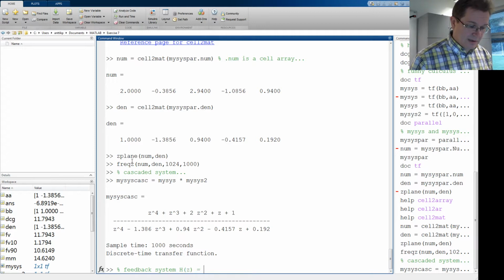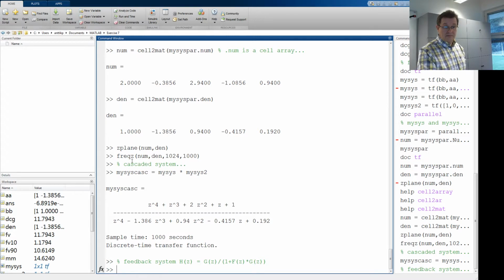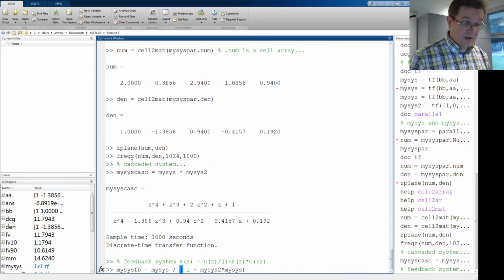H of z equals, I think, g of z divided by 1 plus f of z times g of z. I think I can just write it down like that. My sys feedback equals g of c is our my sys divided by 1 plus the my sys2 times my sys. With some luck it works.